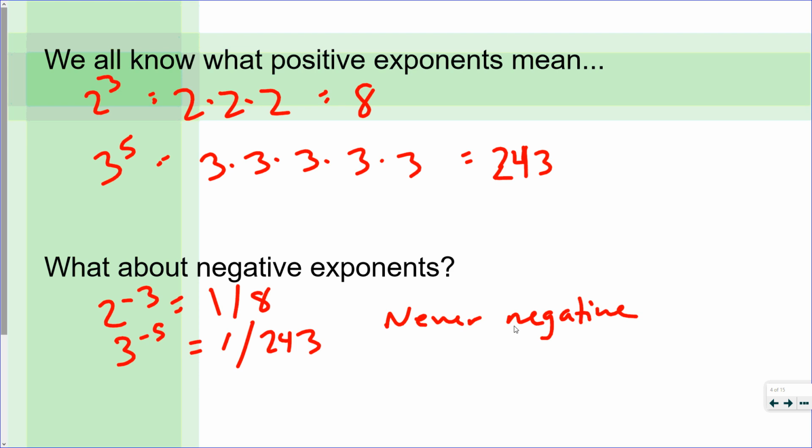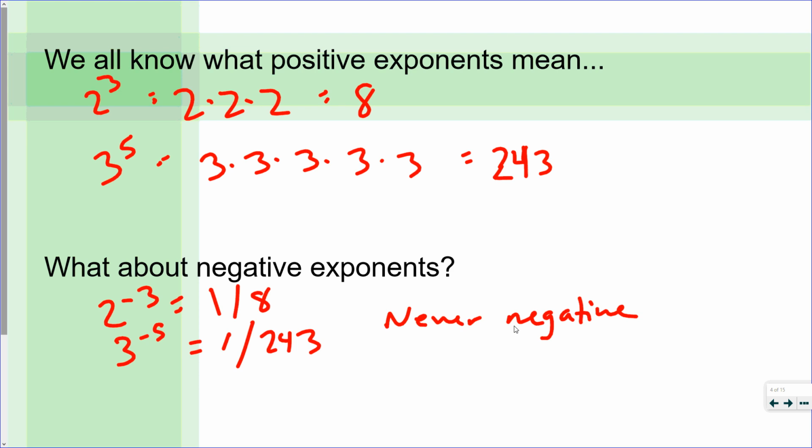Okay, so here's a few examples, and this one's already pre-written for us, which is kind of lovely, because we already know what positive exponents mean. So positive exponents: 2 to the third power, 2 times 2 times 2 is 8, or 3 to the fifth, 3 times 3 times 3 times 3 times 3, and that's 243, if you're counting.